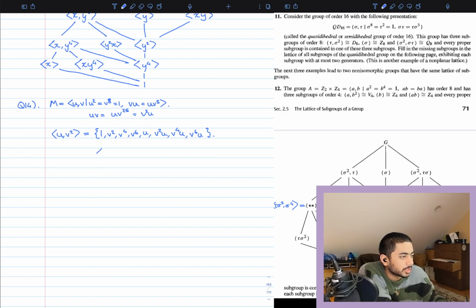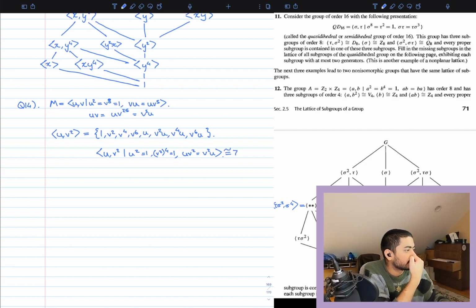Yeah. So if you look at this, really it's generated by u, it's generated by v squared, where u has order 2, v squared has order 4, and uv squared is actually the same thing as v squared u. We just verified this. So it really has the same presentation, which makes this isomorphic to C2 cross C4.